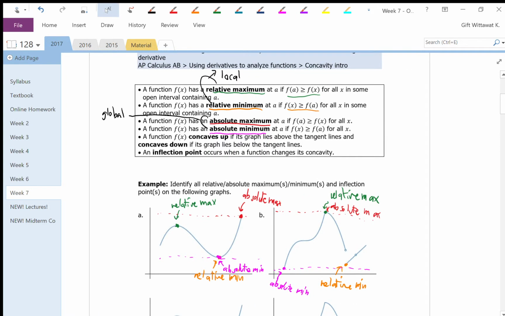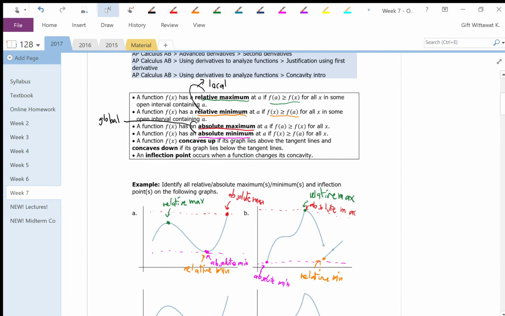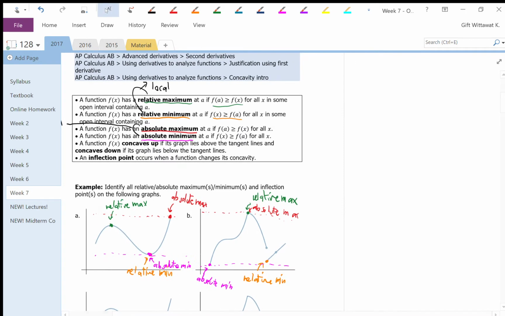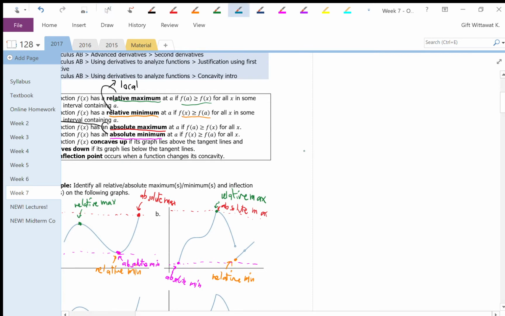So on a closed interval, the absolute max and absolute min are unique and always exist. However, there may or may not be a relative min or relative max, or there may be more than one relative min or relative max. Let's say a sine function, something like that. With a sine function, you have a lot of relative maxes, and you also have a lot of relative mins.